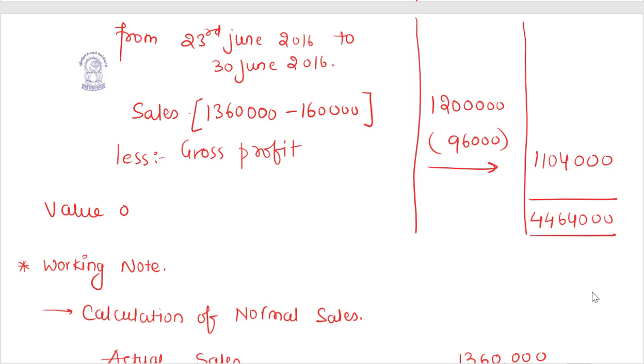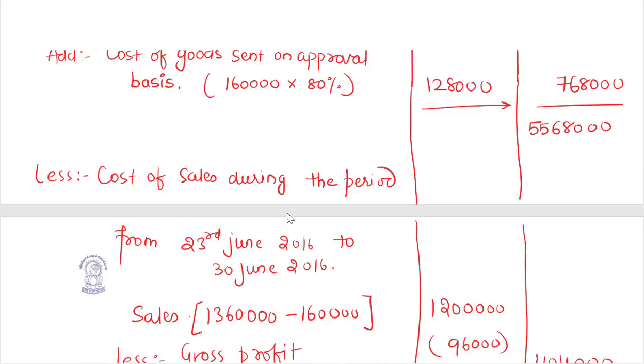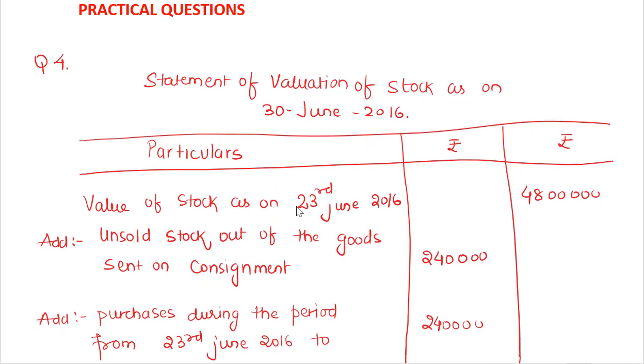Right over here, value of stock as on 30th June 2016 equals 44 lakh 64,000. I hope it is clear to all of you. We have done practical question number 4. And now we are shifting to practical question number 5.